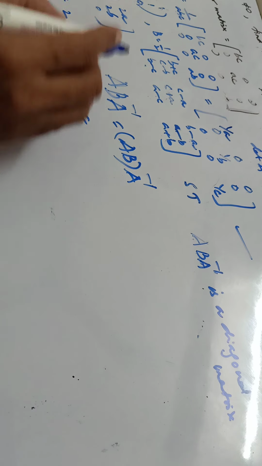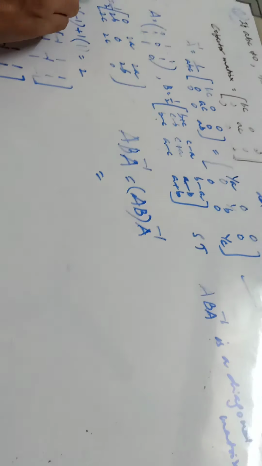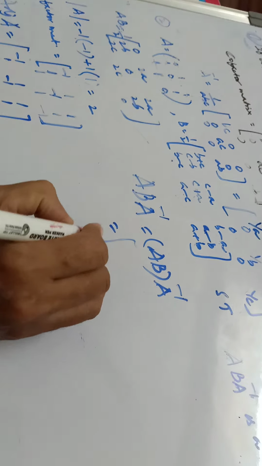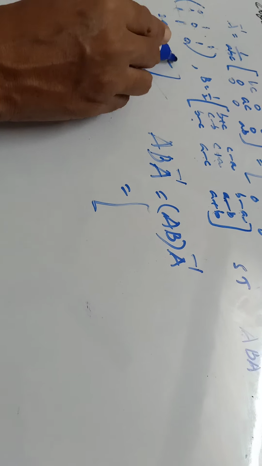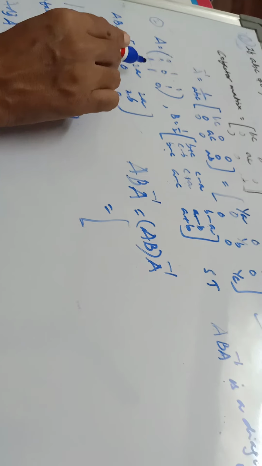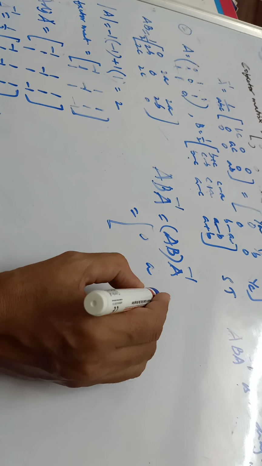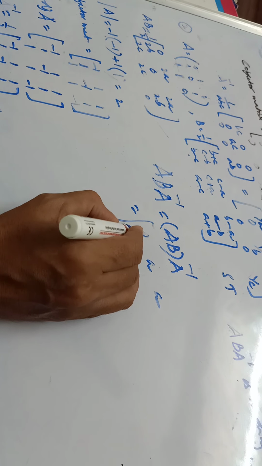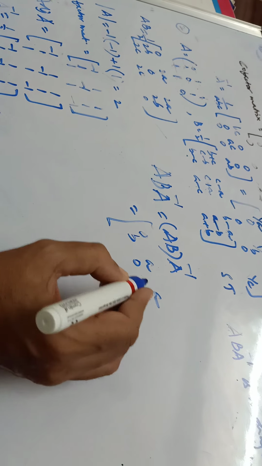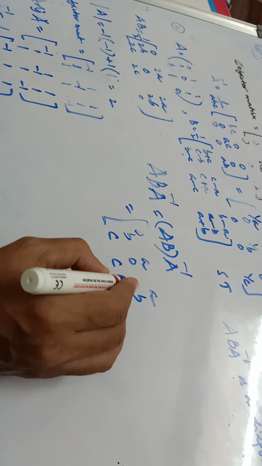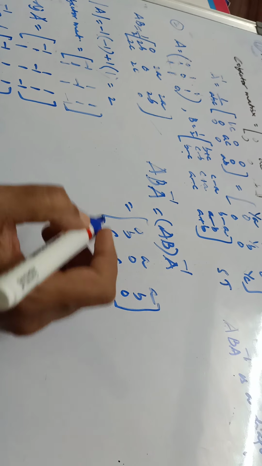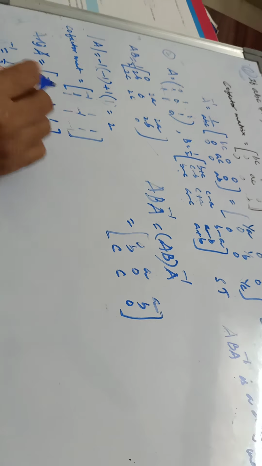AB is available with us, 1 by 2 into the matrix. If every element is multiplied with 1 by 2, these 2 disappears. So what is AB? 0, A, because 2 and 2 get cancelled. Here also 2 and 2, here also 2 and 2. So from every element we can cancel 2. B, 0, B, C, 0. This is AB. Multiply this with A inverse. 1 by 2 is there, so I am writing this 1 by 2 here.